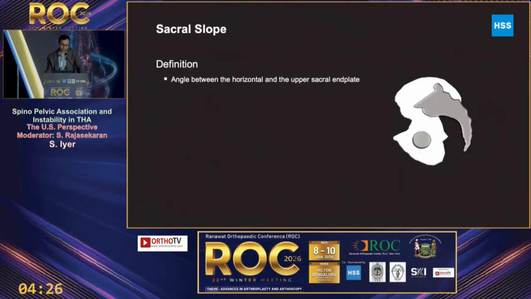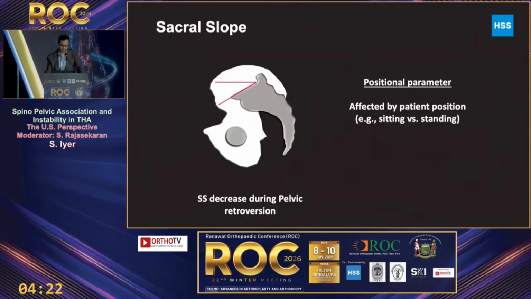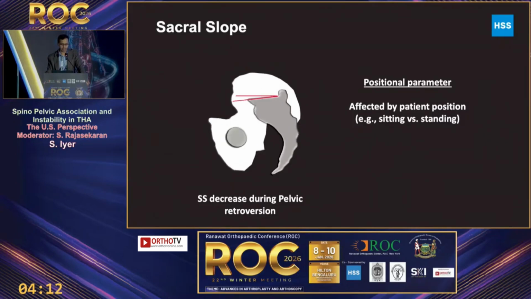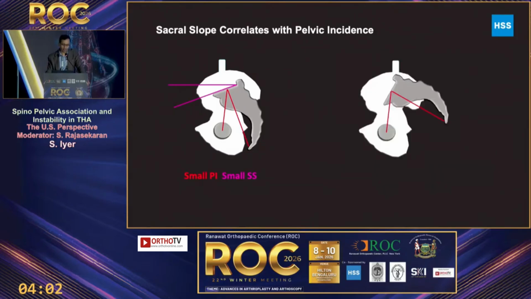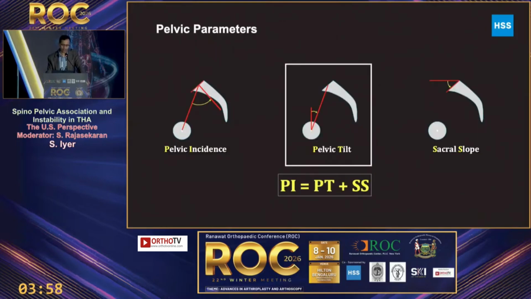So the next up is sacral slope. So when we think about sacral slope, this is really the angle between the horizontal and the upper sacral end plate. Unlike pelvic incidence, this is a positional parameter, so it's very affected by patient position or compensation due to spinal alignment. So as you go from standing like this to sitting down, the sacral slope decreases. And it correlates with pelvic incidence. So patients with a small pelvic incidence tend to have a small sacral slope. Patients with a large pelvic incidence tend to have a large sacral slope.